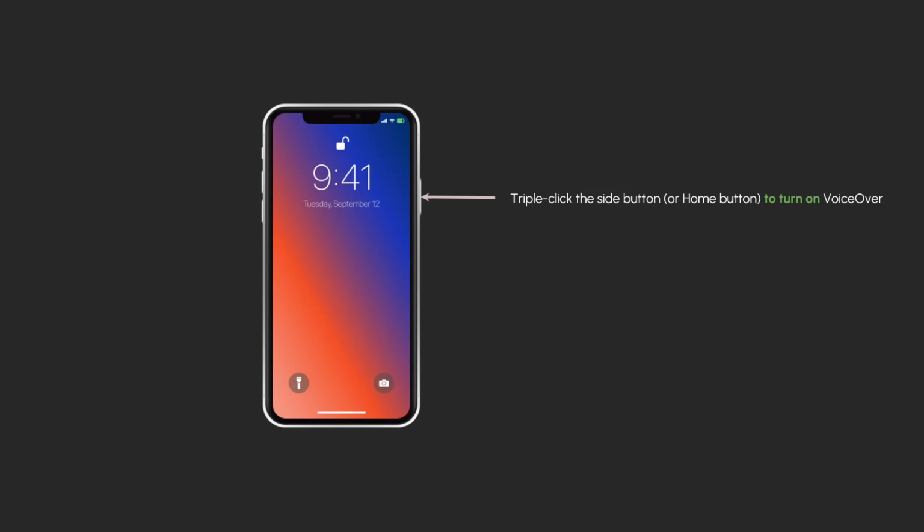Now you can turn VoiceOver on at any time by simply triple-clicking the side button or the home button on older devices. This quick action will immediately enable VoiceOver, allowing you to easily switch between accessibility testing and regular navigation. If you want to turn VoiceOver off, simply triple-click the side button or home button again, and it will deactivate VoiceOver, returning your device to its standard navigation mode.